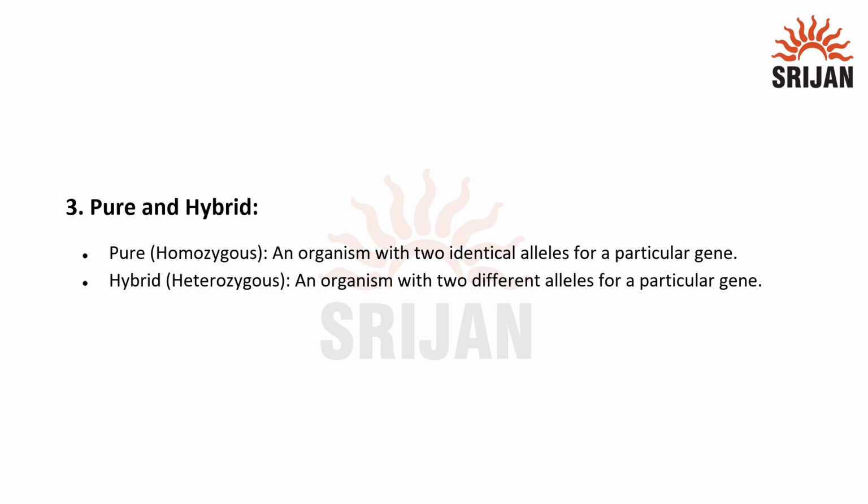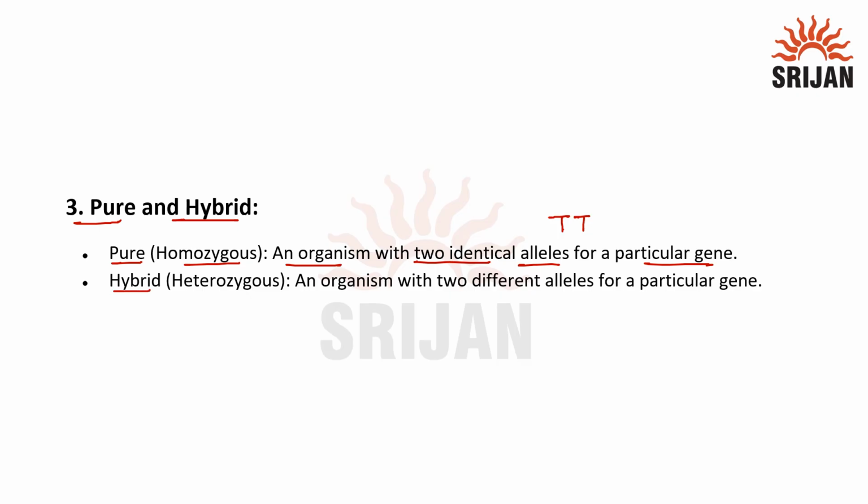Next, we have the difference between pure and hybrid. Pure, also known as homozygous, an organism with two identical alleles for a particular gene is called as homozygous. For example, T for tallness.